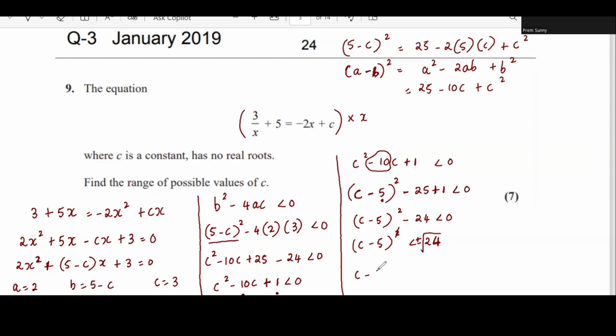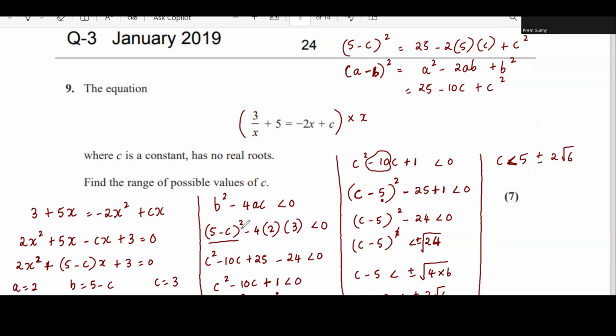Now this can be written as c minus 5 is less than plus or minus square root of 24. Square root of 24 can be written as square root of 4 times 6. Square root of 4, we know that it is 2. So c minus 5 is less than plus or minus 2 root 6. Finally, we need c. So minus 5 goes to the other side. It becomes c is less than 5 plus or minus 2 root 6.